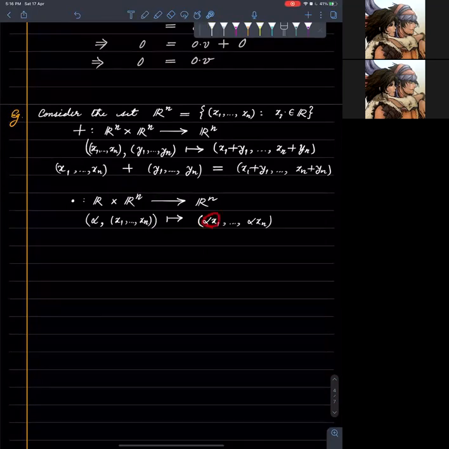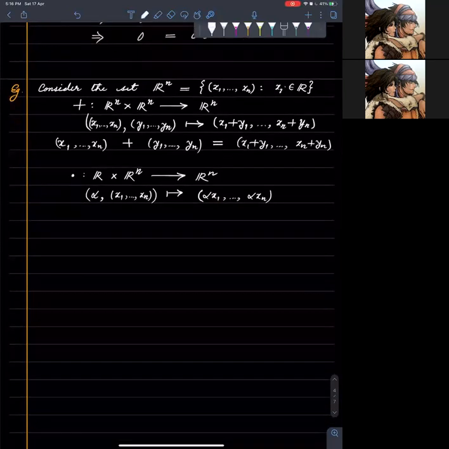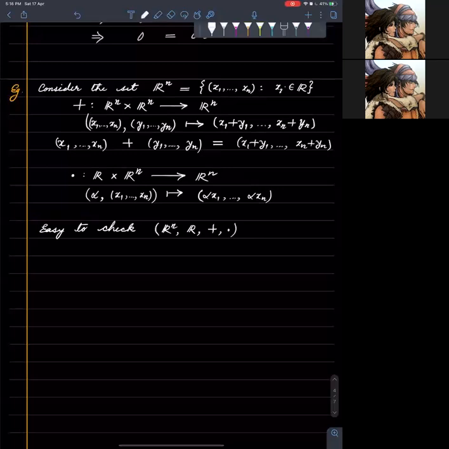So this is just the usual multiplication of the two real numbers, x1 and alpha, and so on. This is how we define scaling. And one can check, easy to check, that Rn with the base field R and the addition and the multiplication defined above is a vector space.